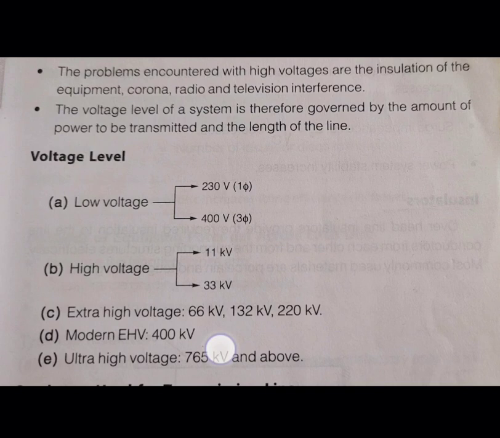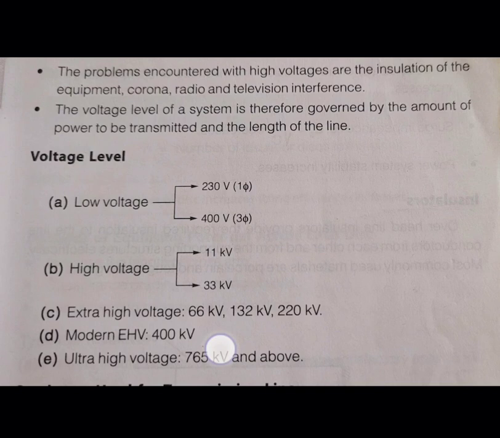The voltage level of the system is therefore governed by the amount of power to be transmitted and the length of the line. Now we will read voltage levels: low voltage, high voltage, extra high voltage, and ultra high voltage. What do you mean by low voltage? It means 230 volt for one phase and 400 volt for three phase.